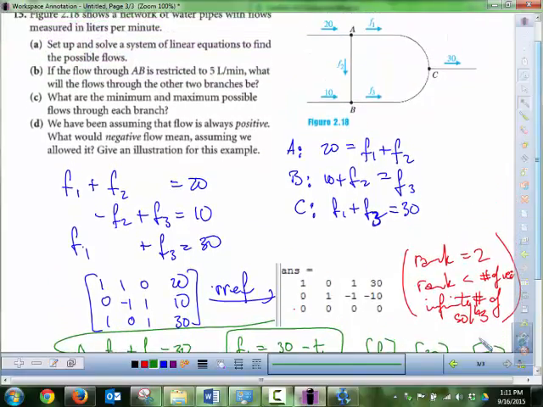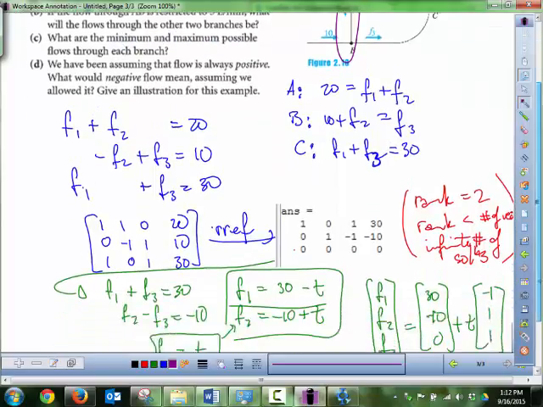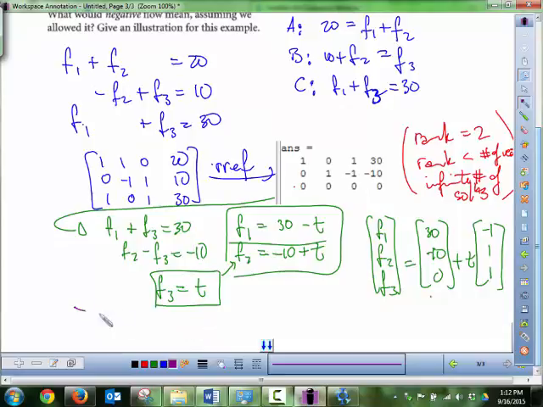So let's take a look at this. If the flow through AB, this is AB right here, that's F2, is restricted to 5 liters per minute, what will the flows of the other two branches be? So to answer that question, this is part B.